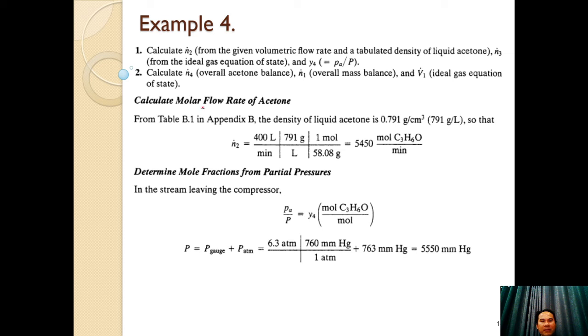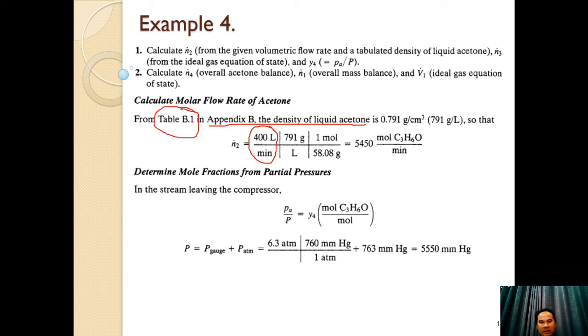First step, you calculate the molar flow rate of acetone. For this case, you know acetone is 400 liters per minute, right? And then you have to calculate the density of liquid acetone. The density of liquid acetone is from the appendix Table B1.